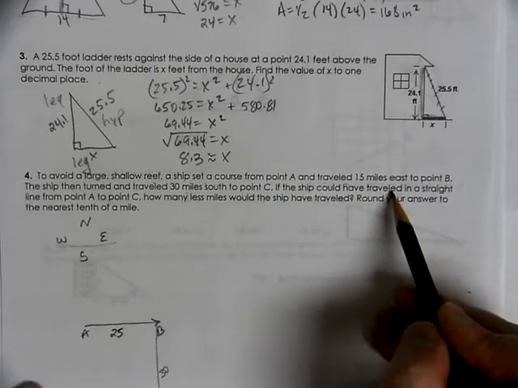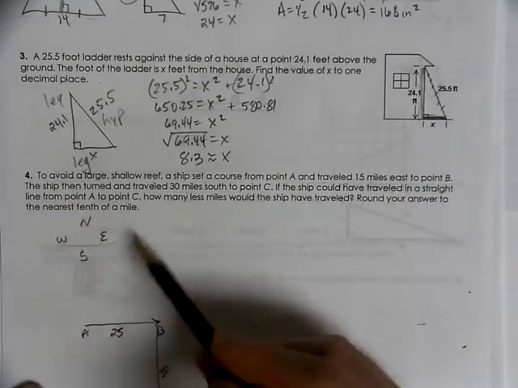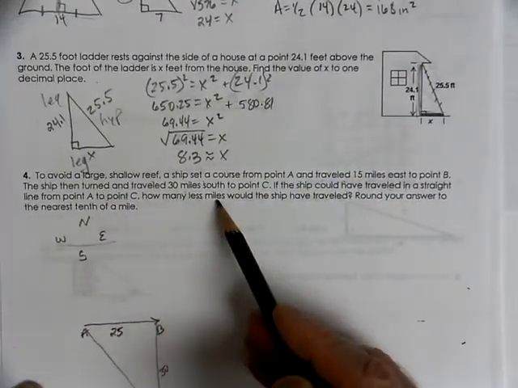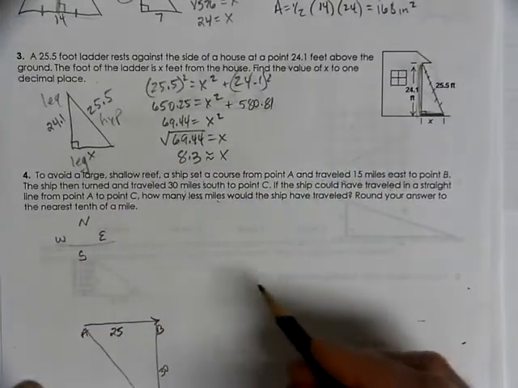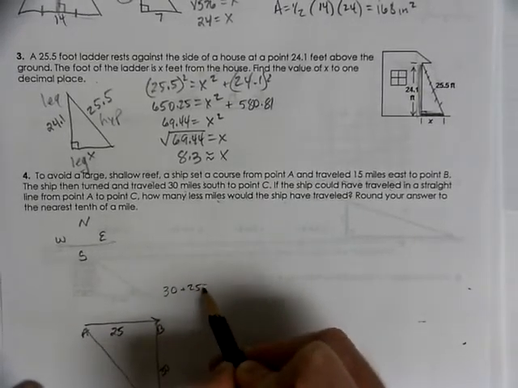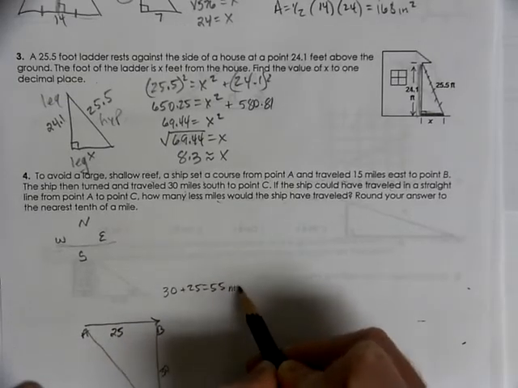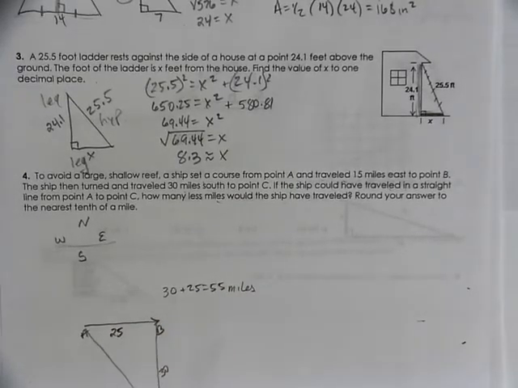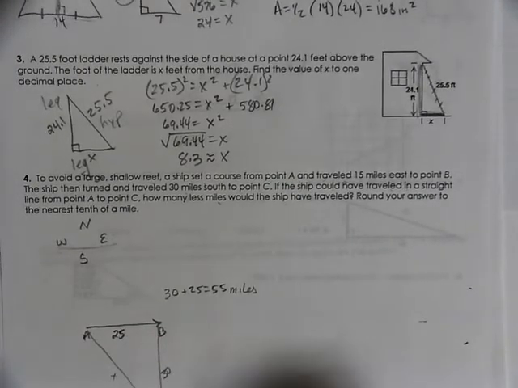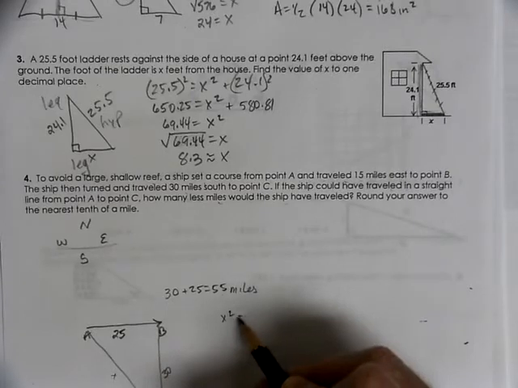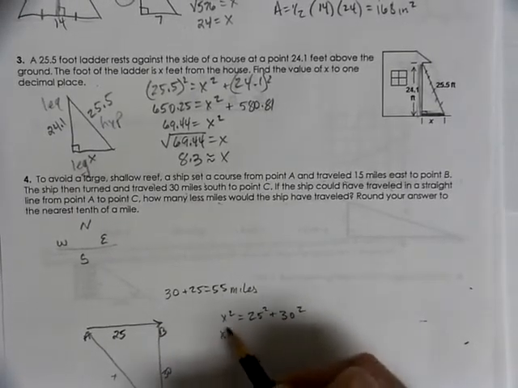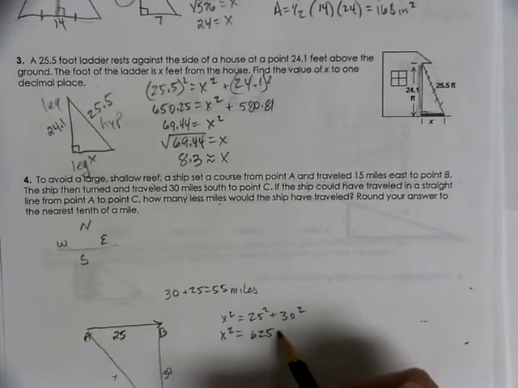If the ship could have traveled in a straight line from point A to point C, how many less miles would the ship travel? Right now, it's traveled 30 plus 25, which is 55 miles. How much less is the hypotenuse? So the hypotenuse squared equals the leg squared plus leg squared.